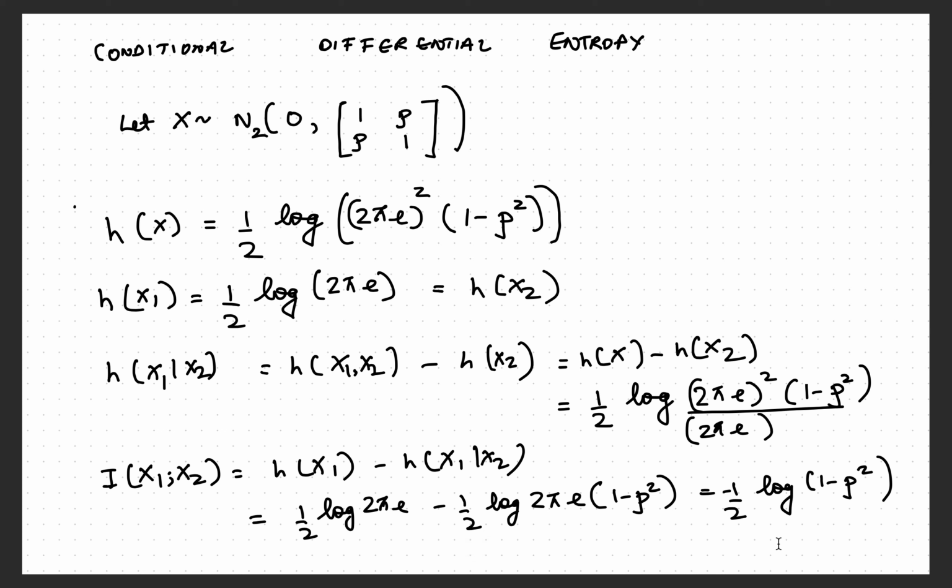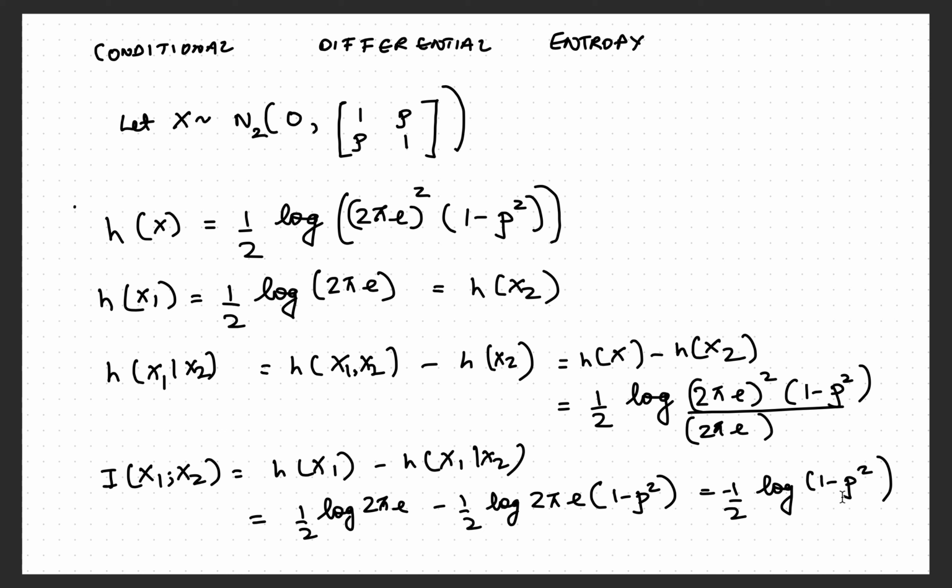And finally, I can write the mutual information of x1 and x2 to be h of x1, the entropy of x1, minus the conditional entropy of x1 given x2, right? So I've already calculated h of x1, the differential entropy of x1, and I've just calculated a while ago the conditional entropy of x1 given x2. If I just substitute what I have, I'll finally see that the mutual information between x1 and x2 is minus 1 over 2 log of 1 minus rho squared.